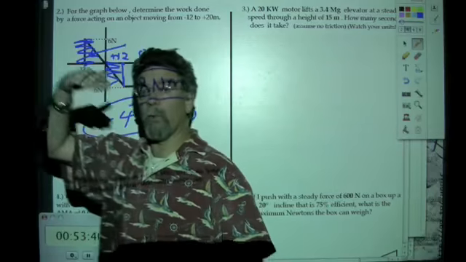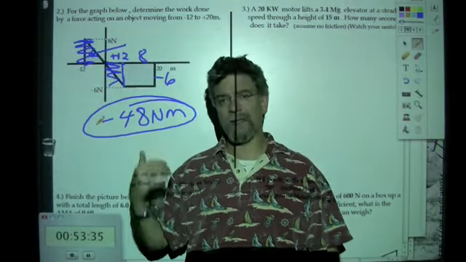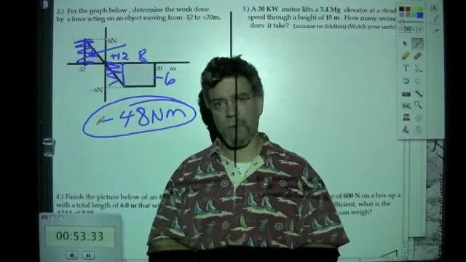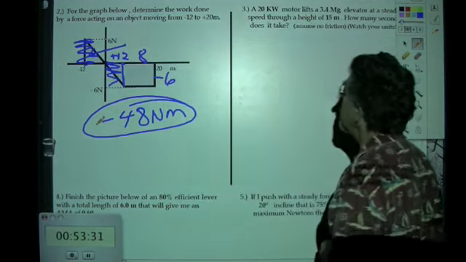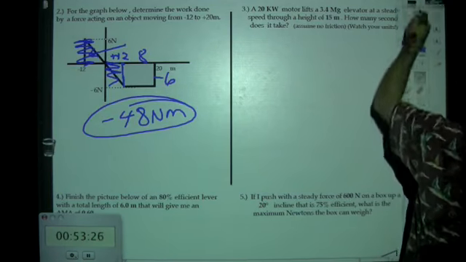So in number 1, we did it with dot product, and now in number 2, we're doing it with area. A lot of ways to come at a physics problem. Well, let's look at 3 then.